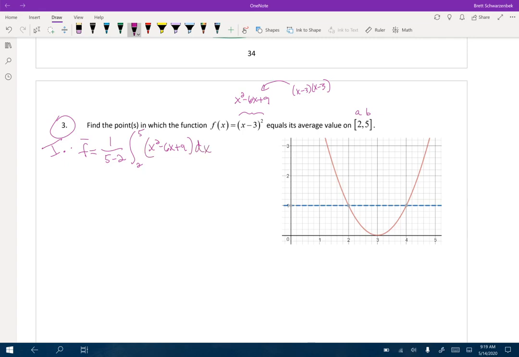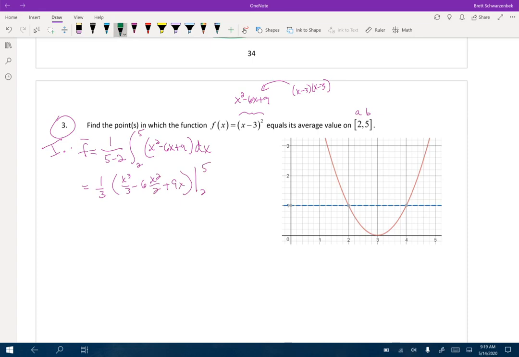Remember that you're multiplying x minus 3 times x minus 3 and you have to FOIL to get that. So I'm going to write x squared minus 6x plus 9 dx. Same thing we've always been doing. We get our 1/3. We want to integrate, so we get x cubed over 3 minus 6x squared over 2 plus 9x evaluated from 2 to 5.